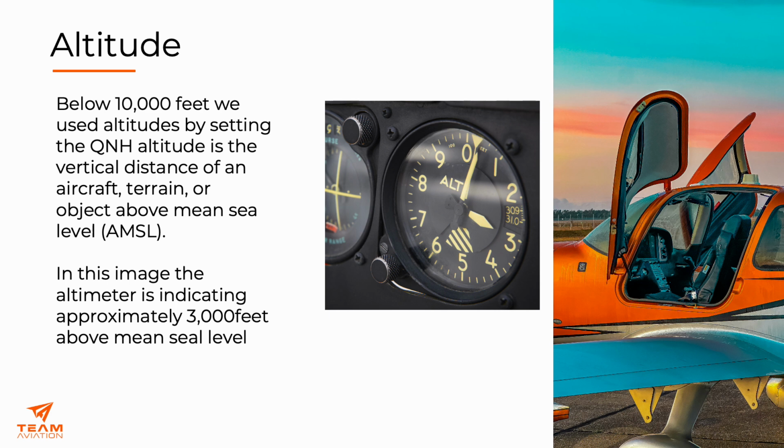In this image, we see an aircraft altimeter indicating approximately 3,000 feet above mean sea level. The altimeter works by measuring atmospheric pressure and converting it into a height reading. Understanding altitude is essential for navigation, compliance with airspace rules, and maintaining safe separation from other aircraft and terrain. By setting the correct QNH, pilots ensure they are flying at the correct altitude relative to airspace requirements and minimum safe altitudes.